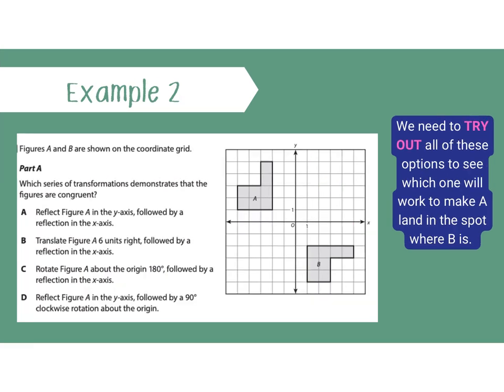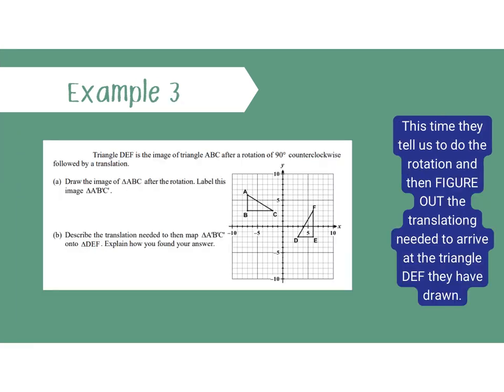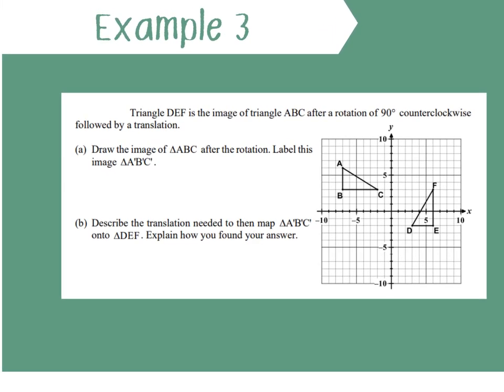Example, which should be our last example 3, because I did a duplicate of that slide by mistake, tells us to do the rotation and then figure out what the translation is. So here we go. We've got our translation and our rotation, but we have to do the rotation first. So it says draw the image after a rotation and label it A primed, B primed, C primed. So again, it's a rotation. What is the rotation? It says it's 90 degrees counterclockwise.